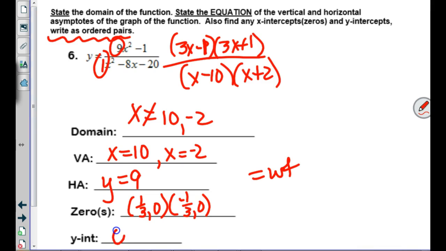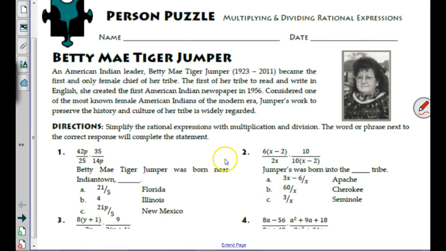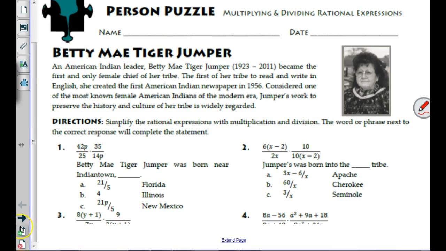Y-intercept, put a 0 in. This would be 0, this would be 0, this would be 0. We'd be left with a lovely 1/20th. That it? Better? Too fast? Yes. Yeah, you can't just graph it. Okay. Anyone else? All right, that was a lot of time spent on that. Just go to the people puzzles really fast. Your assignment is to do the evens.